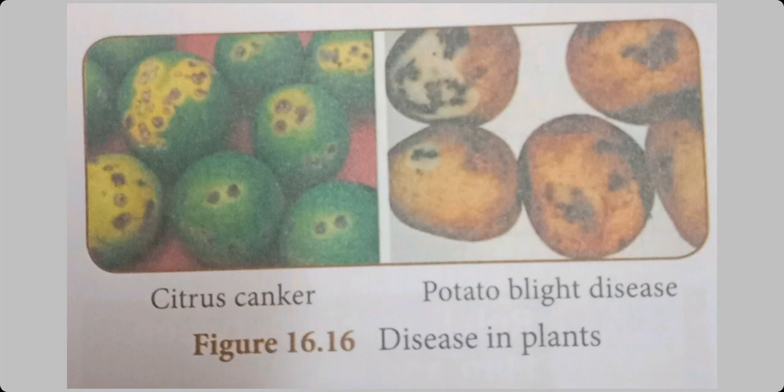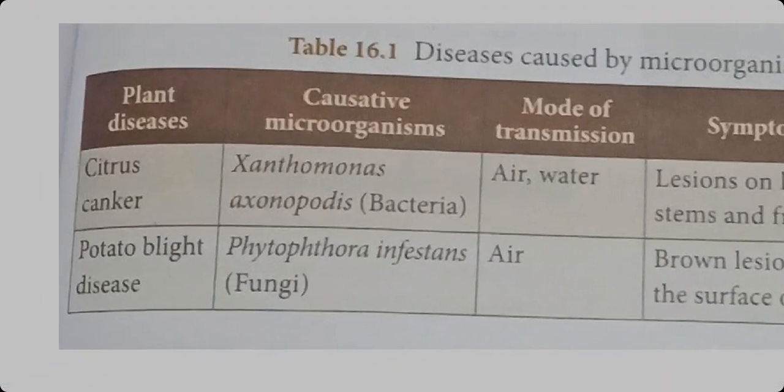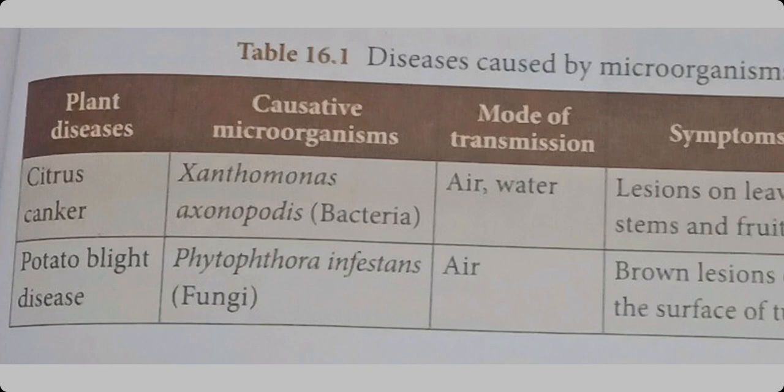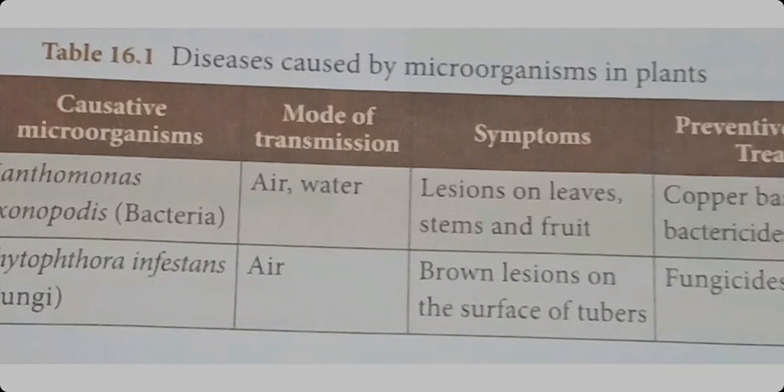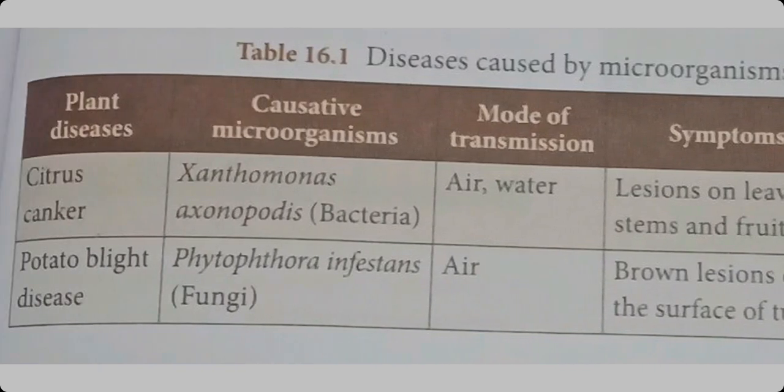In the first tabular column, what is given is diseases caused by microorganisms in plants. Before that, see this picture: citrus canker, potato blight disease. Citrus canker happens in lemon. Potato blight disease you can see in the plant, the vegetable potato. Now these are the diseases that occur in plants. Now see this tabular column. Diseases caused by microorganisms in plants. See the heading, plant diseases. Next columns: causative microorganisms, mode of transmission, symptoms, preventive measures or treatment. Now first see the first disease, citrus canker.